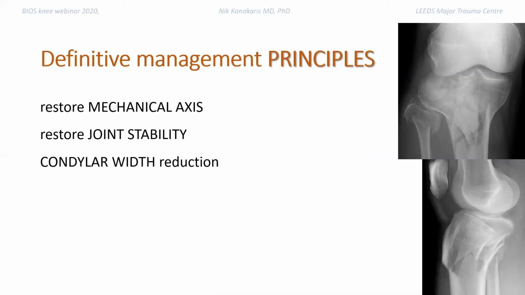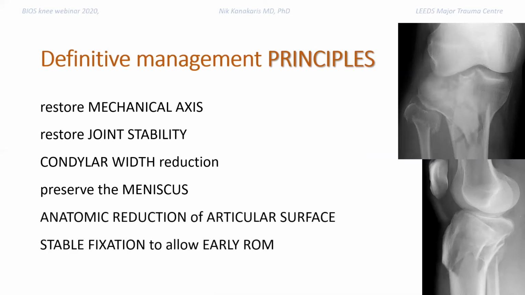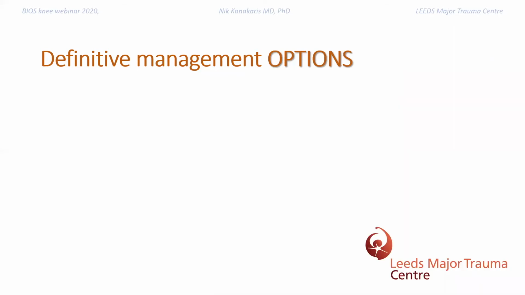The restoration of mechanical axis, of the joint stability, of the condylar width, preserving the meniscus is important, reducing the articular surface, producing an end result with a stable fixation which allows early motion, and of course avoiding complications, which are usually due to bad timing or bad technique.